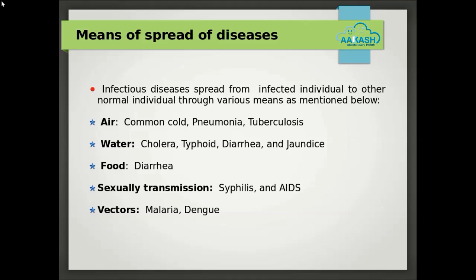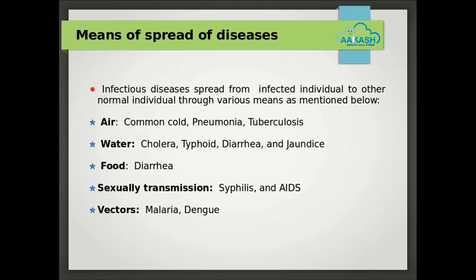Means of spread of diseases. Infectious diseases can spread by various ways such as by air. Many diseases like common cold, pneumonia, and tuberculosis spread through the air in the form of droplets thrown out by an infected person who sneeze or cough.